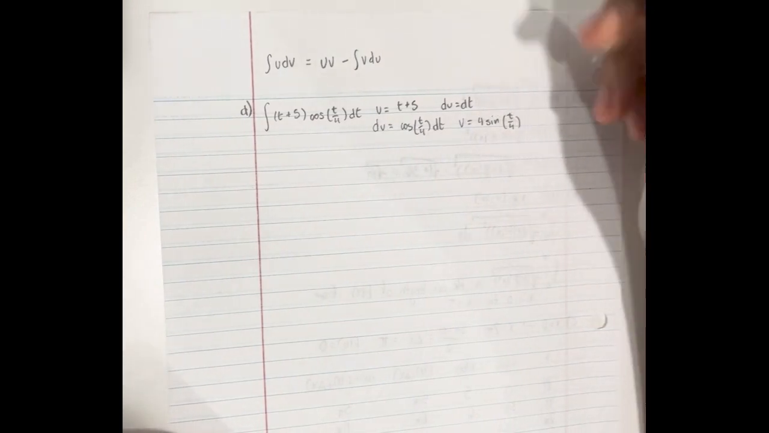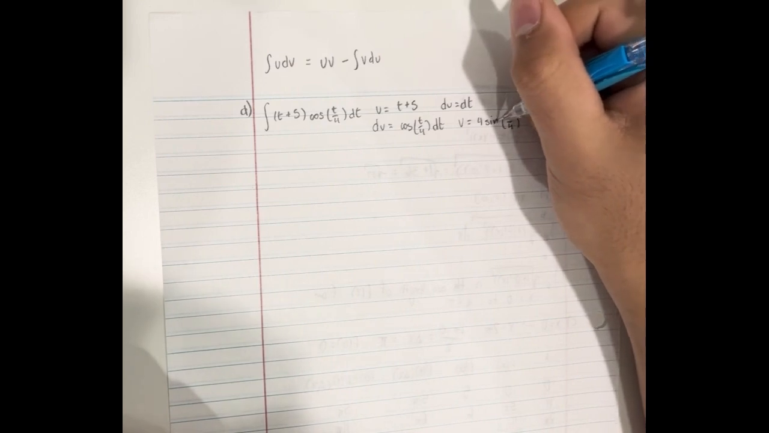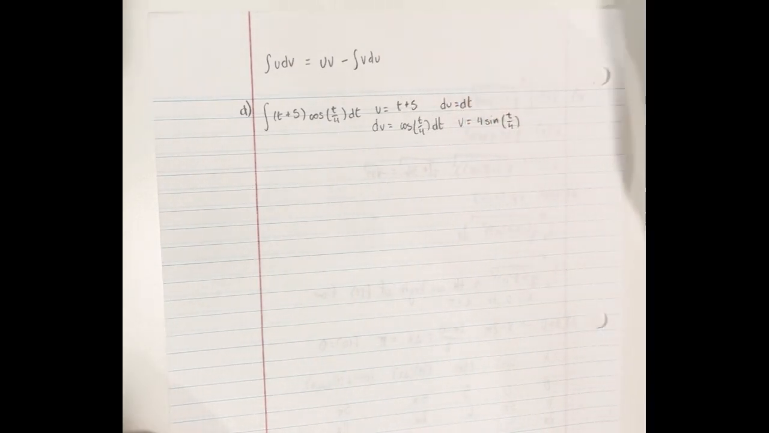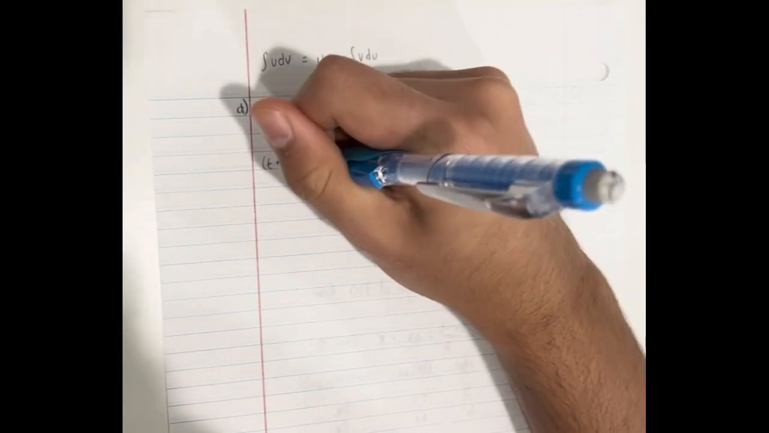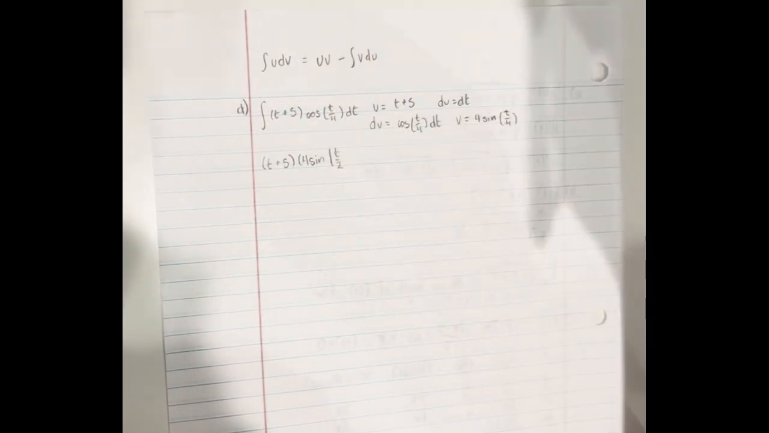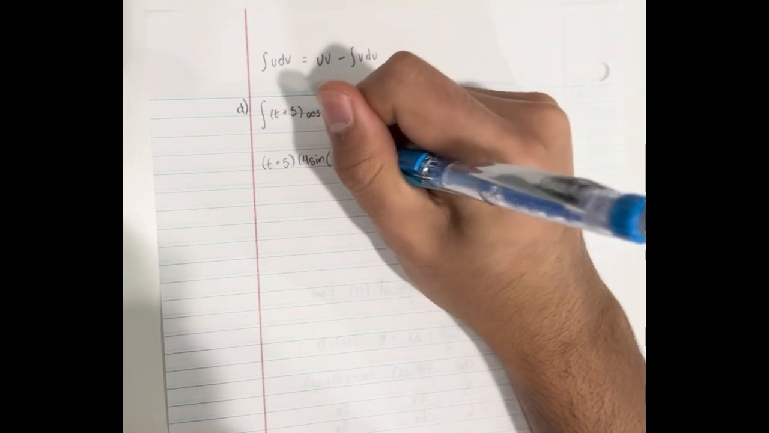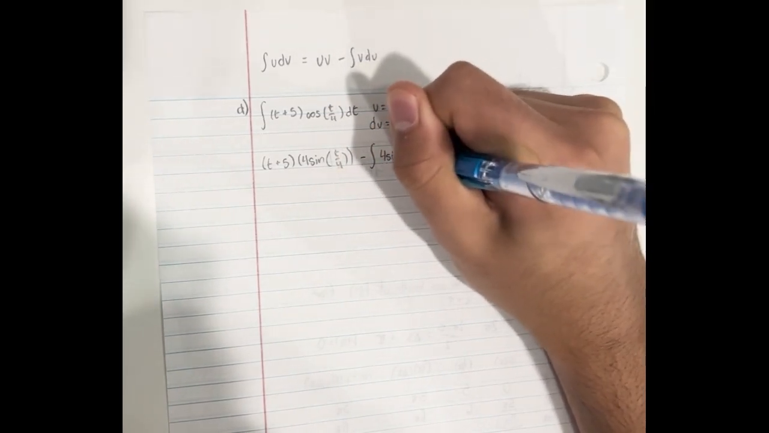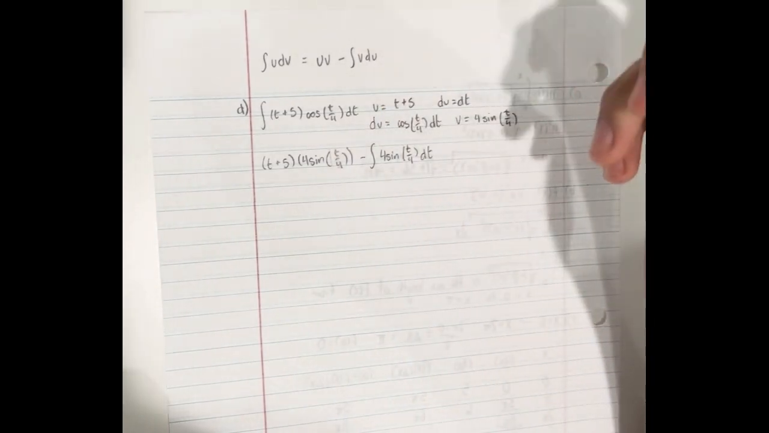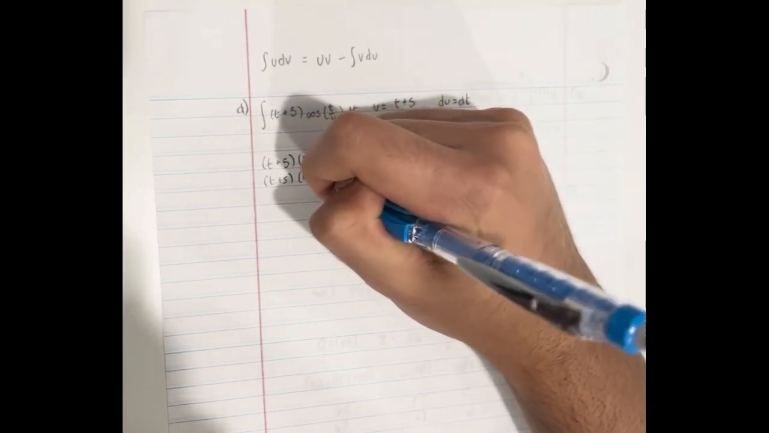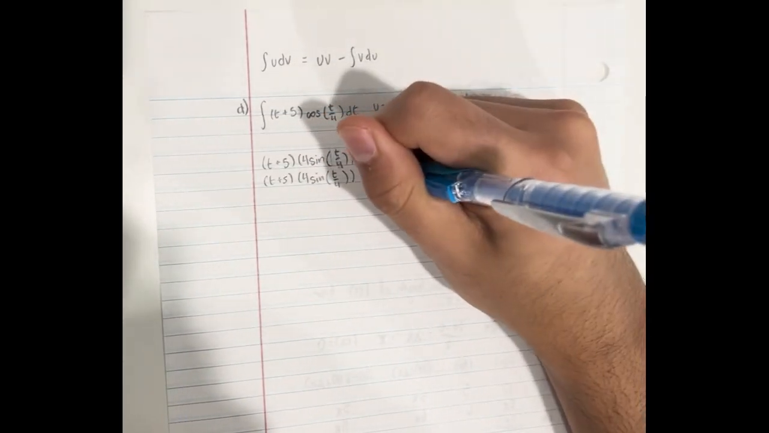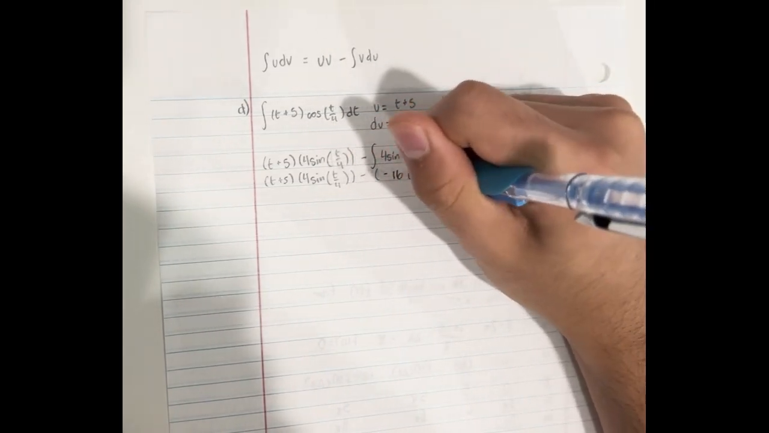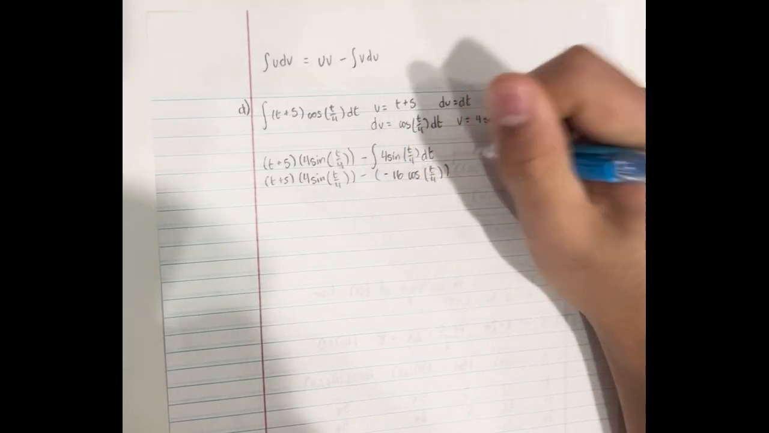Now, I'm going to have an antiderivative in a form that's very easy to anti-differentiate. Instead of having some multiple of t, this is going to equal t plus 5 times 4 sine t over 4 minus antiderivative of 4 sine t over 4 dt. And that's going to equal negative 16 cosine t over 4, and all of that plus c.